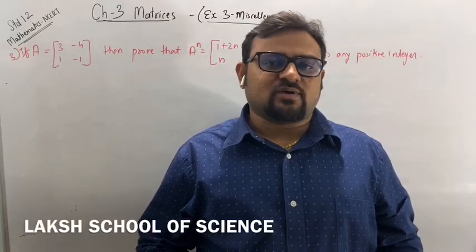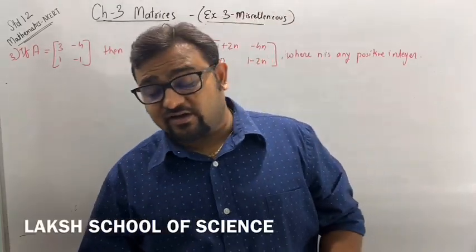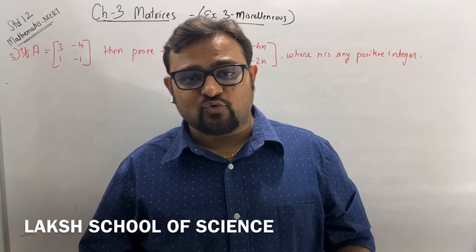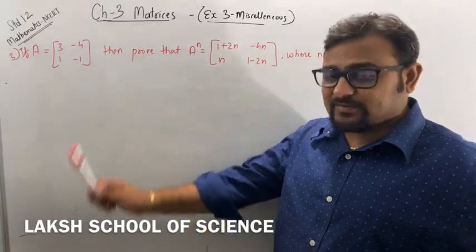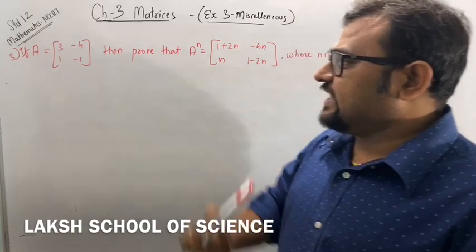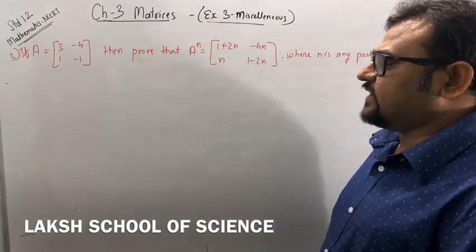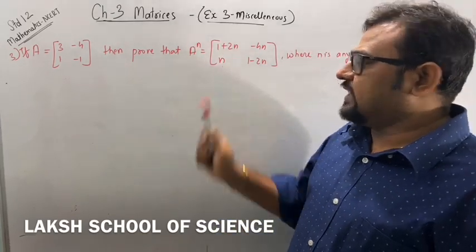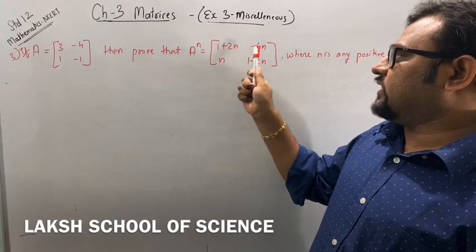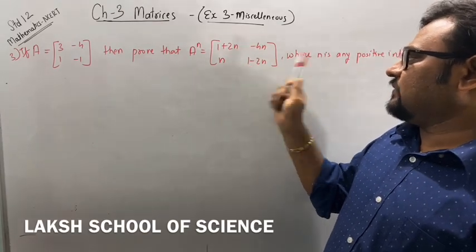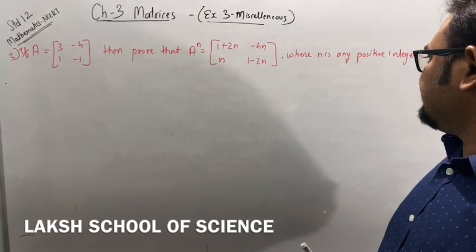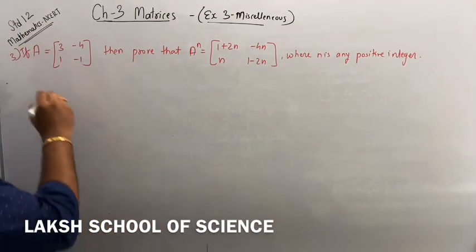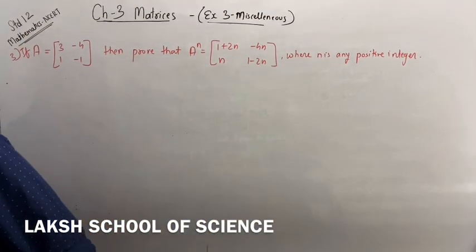Next is question number 3. Question number 3 is also similar to the first and second. This also we have to prove using the principle of mathematical induction. Matrix A, a 2 cross 2 matrix, is given, that is 3, minus 4, 1 and minus 1. And you have to prove A raised to n is equal to 1 plus 2n, minus 4n, n and 1 minus 2n, where n is any positive integer. Okay, so now let's start with first n equal to 1.